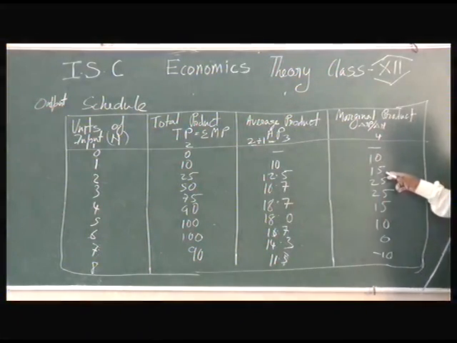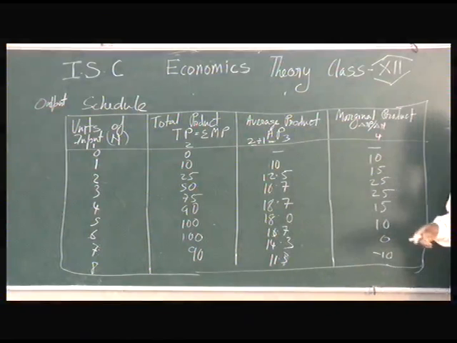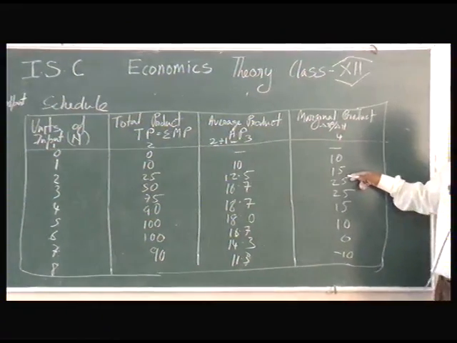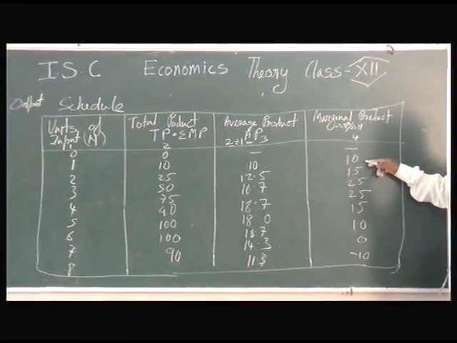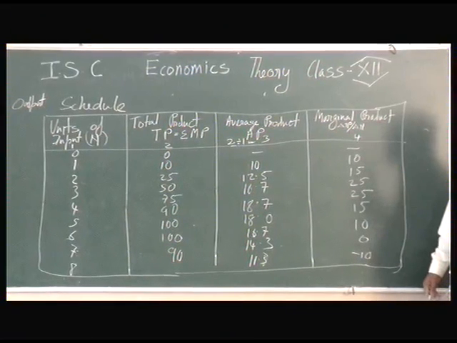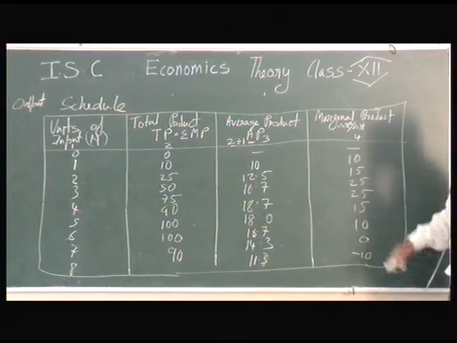Third one, marginal. Marginal means one more labor helping in the production activity. It is 15. Thus we see that the marginal product of the second labor is more than the first labor. And it was a wise decision of the entrepreneur to employ the second labor.